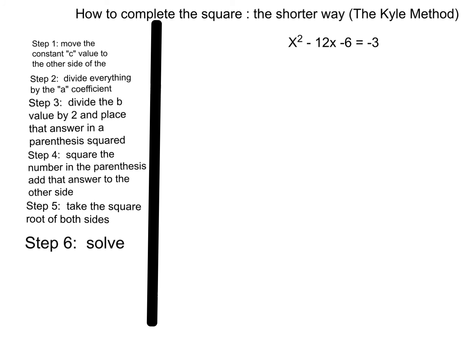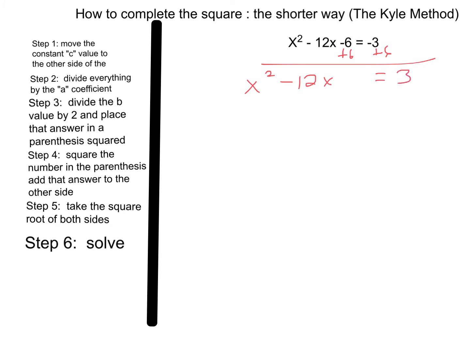Alrighty folks, I'm back. So let's get a move on this question. First things first, I'm going to move the c value, so I'm going to add the 6. X squared minus 12x is equal to 3.